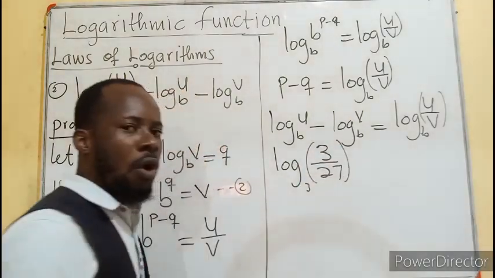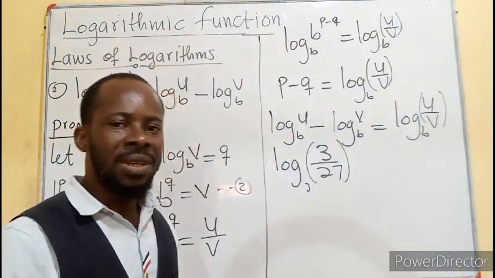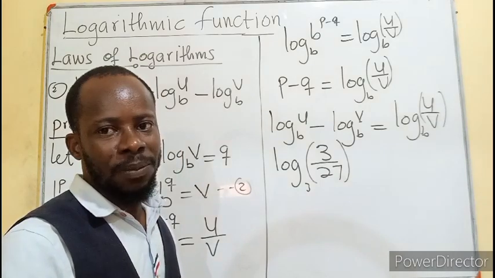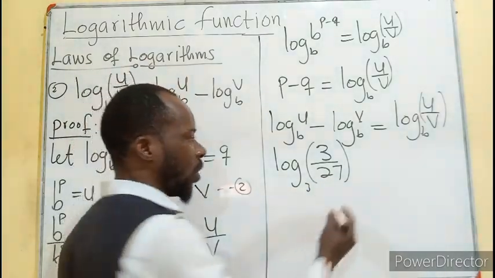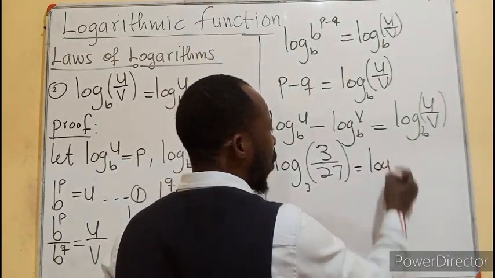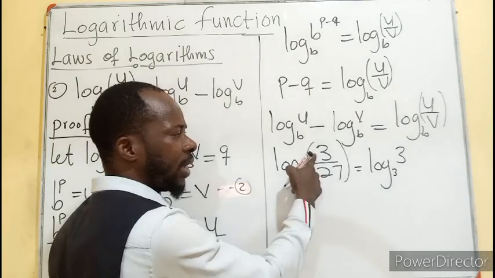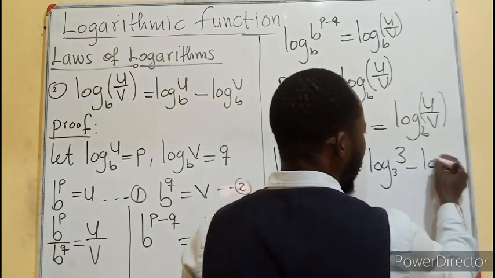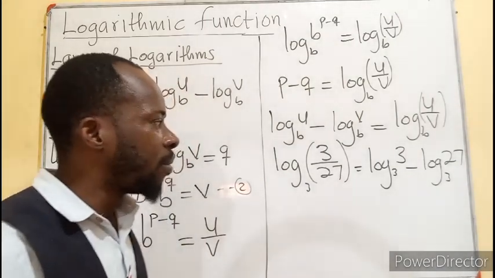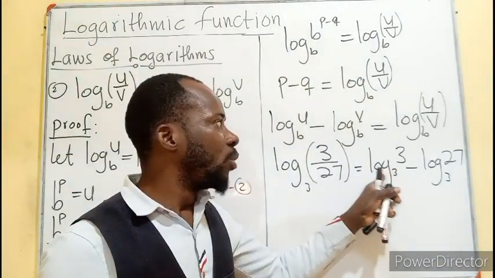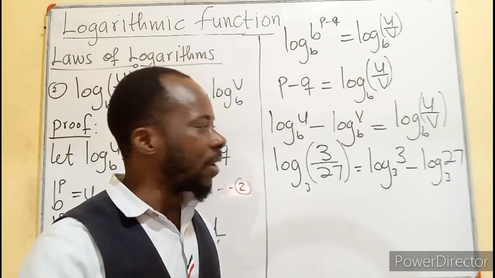We have log, the argument is 3 on 27. The base is 3. We are assuming that we are going to use the log. So this is going to be written as log 3 base 3, minus log 27 base 3. But we can see that this is going to be 1. The logarithm of an argument with the same base becomes 1.